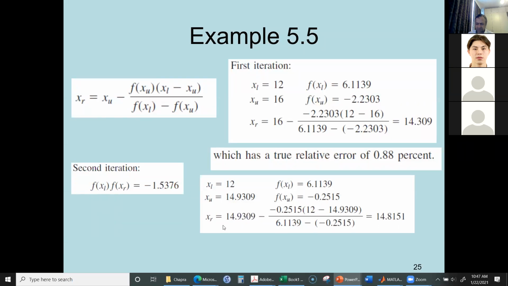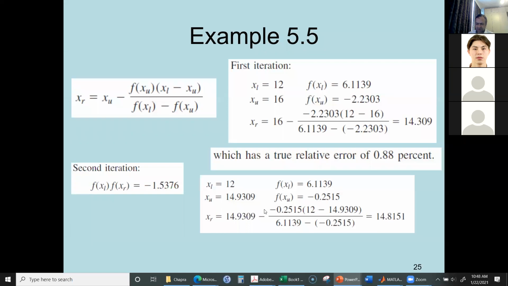So for this, we determine 14.309 minus, it should not be 14.9309, it should be 14.309 minus 0.25, which is the upper bound function value, times xl minus xu, divided by f of xl minus f of xu, which is equal to 14.8151.